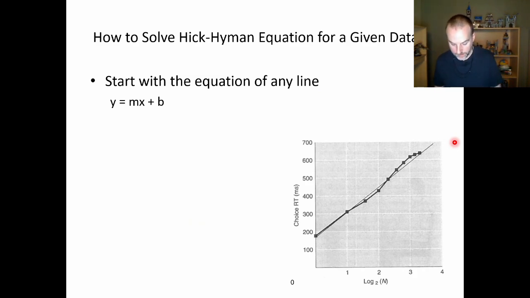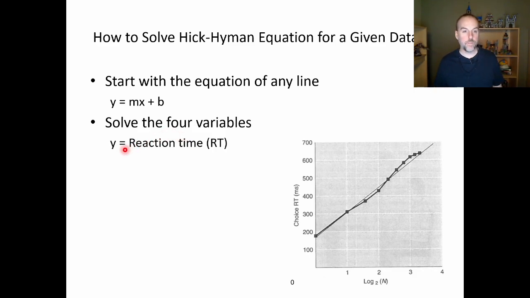All right, now let's look at an example of Hick-Hyman Law. So let's say we have a set of data. Oh, that 0 is way off, so it should be right over here. This is Merkel's original data, and let's say we want to find Hick-Hyman Law for these data. Well, we need to solve the equation of this line, of y equals mx plus b. So we're going to have to solve y, mx, and b, and let's look at that.